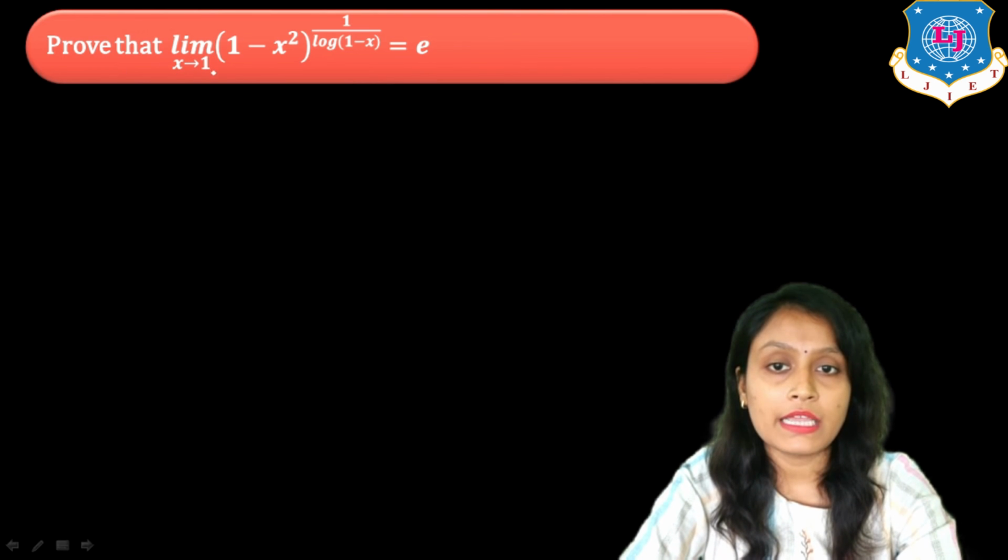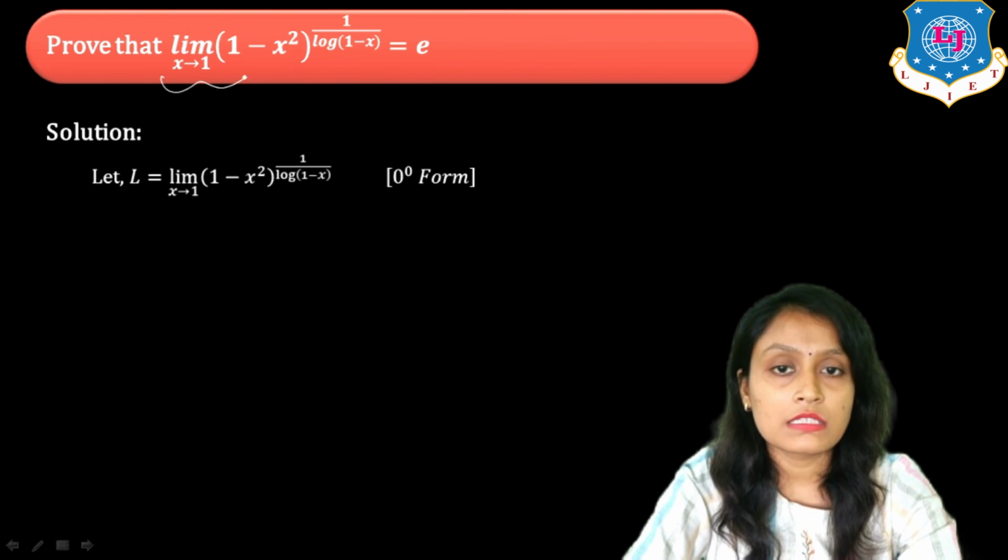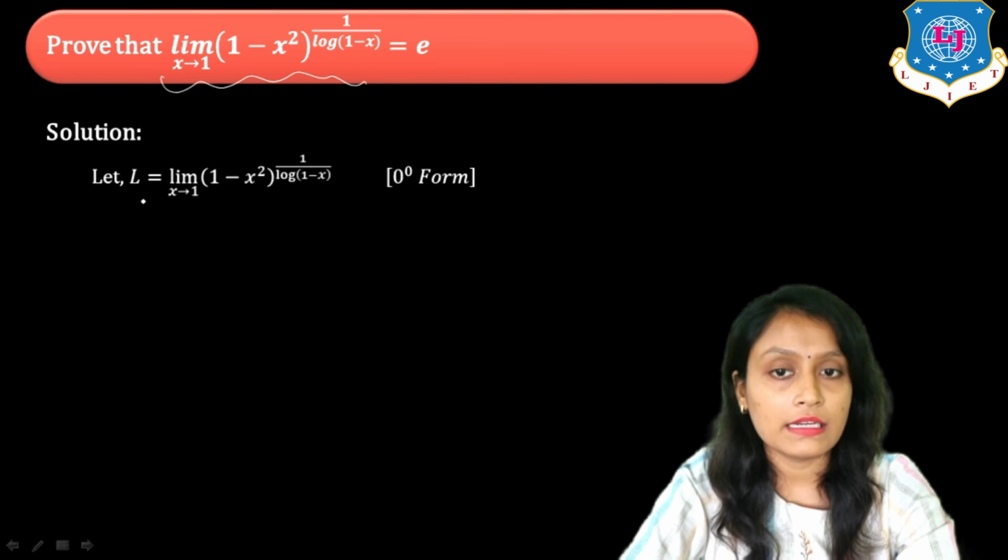Now let's begin with another example. Prove that limit x tends to 1 of (1 minus x square) raised to 1 upon log (1 minus x) is equal to e. So we will consider this limit as L. And if you substitute x is equal to 1 here, so 1 minus 1 that is 0. And here 1 minus 1, so log 0. Okay, so that is infinite. So 1 upon infinite will become 0. So here we have the form 0 raised to 0.